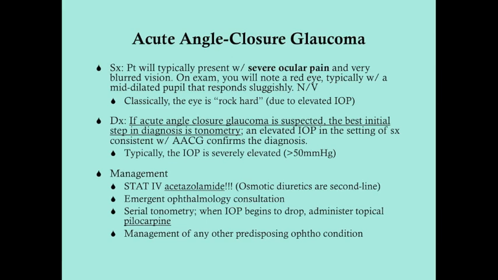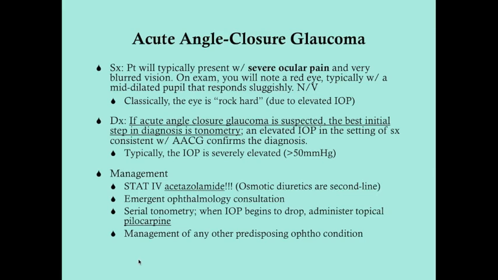For diagnosis, the best step is going to be tonometry. So with this clinical finding, this clinical presentation, if you do tonometry, which is a pretty easy test to do if you have the device, and you find an elevated intraocular pressure, then that pretty much confirms the diagnosis. So the clinical presentation, usually that's almost enough to diagnose acute angle closure glaucoma, but you should do tonometry. Tonometry will then confirm the diagnosis.